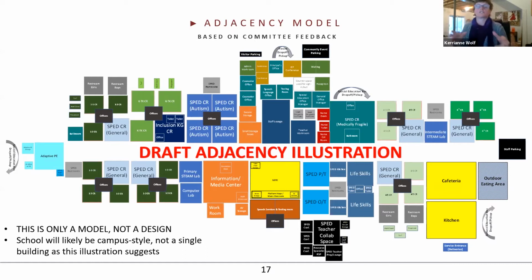In addition to those, it was suggested that some of the special ed classrooms maintain their own pod or their cluster. So for example, on the middle left side is the autism spaces. And on the right-hand side are the medically fragile spaces. And just below that are the life skills spaces.